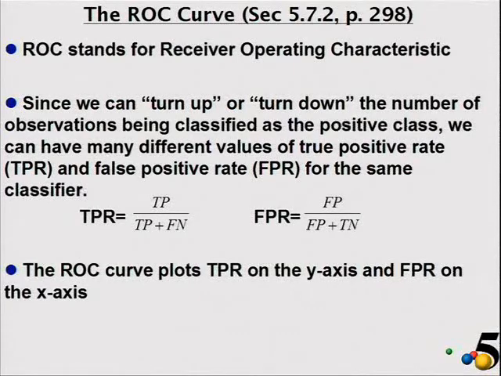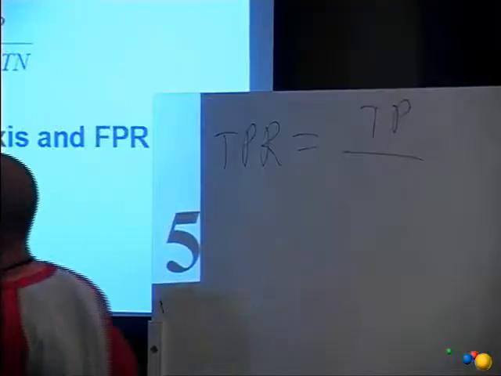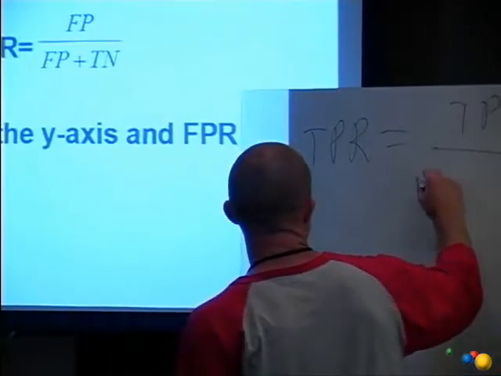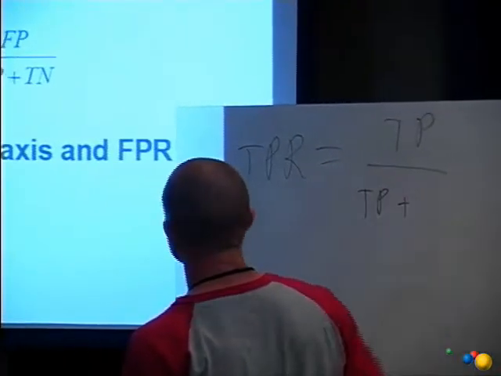They had the correct numerator, but the denominator is wrong. The true positive rate is the true positives over the total number of positives that you have in your data. So everything that's a positive is either classified as such, in which case it's a true positive, or classified as a negative, in which case it's a false negative, right?